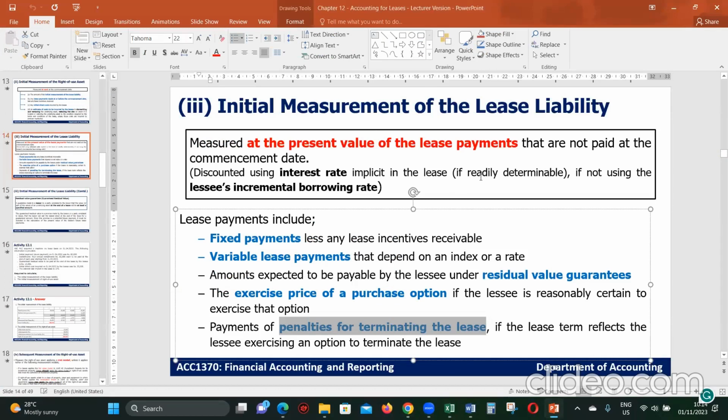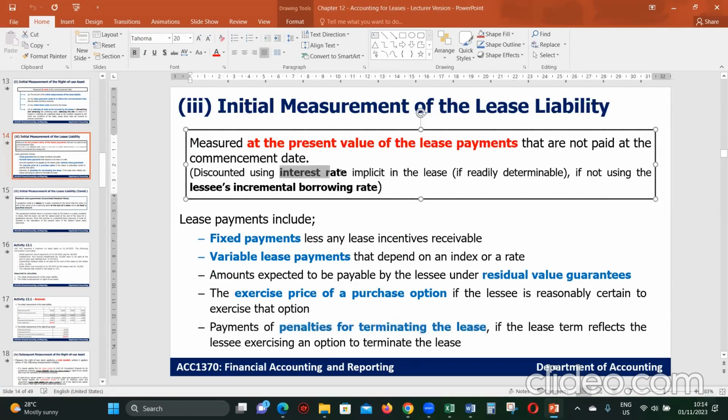In the lease agreement, if the interest rate implicit in the lease is determinable, if you can clearly find that interest rate, you can take it. If not, what? If not, use the lessee's incremental borrowing cost. So if you have the implicit lease interest rate, you can use it. If you do not have it, then you can take the lessee's incremental borrowing rate.